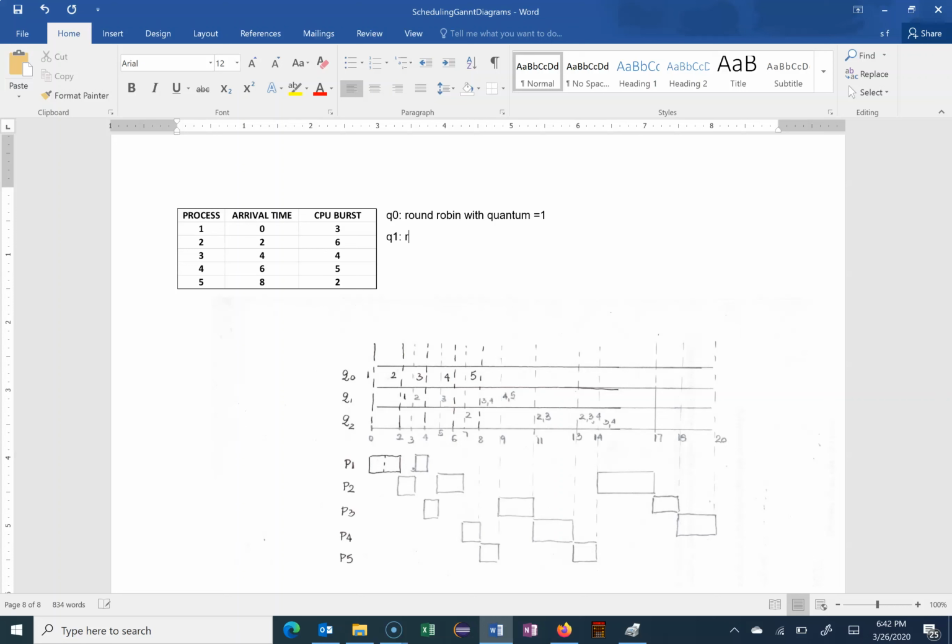We will use round robin with a quantum of 2, and then in Q2 we're gonna use a non-preemptive scheduling algorithm, which is first come first serve.